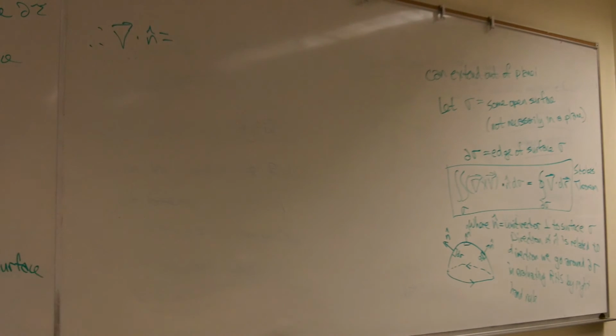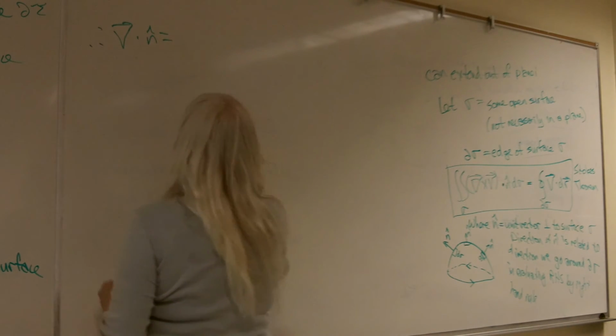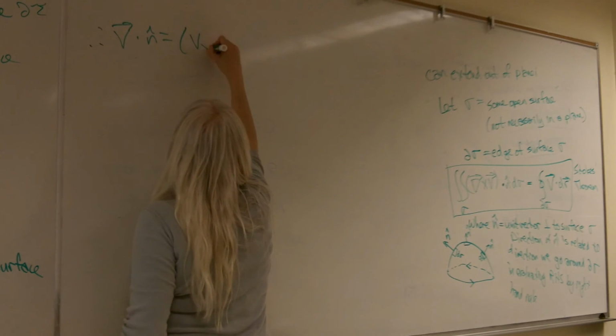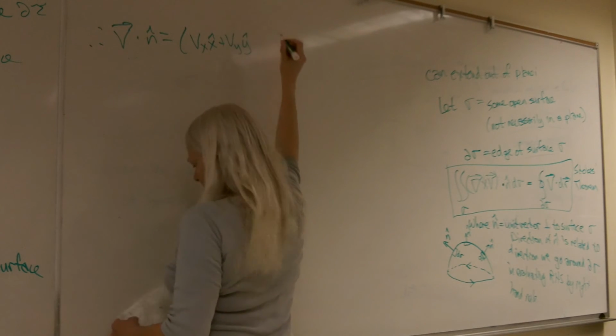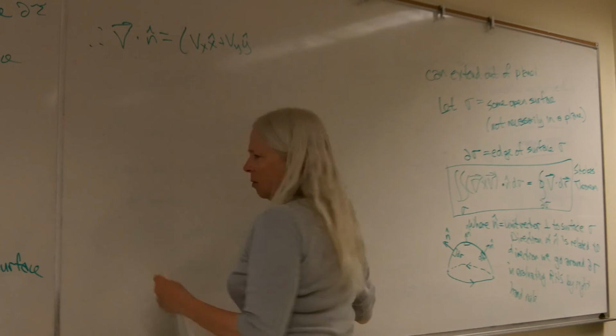So v dot n hat then, right? The integrand in this integral right here is going to be v sub x times x hat plus v sub y times y hat. Wait a minute.